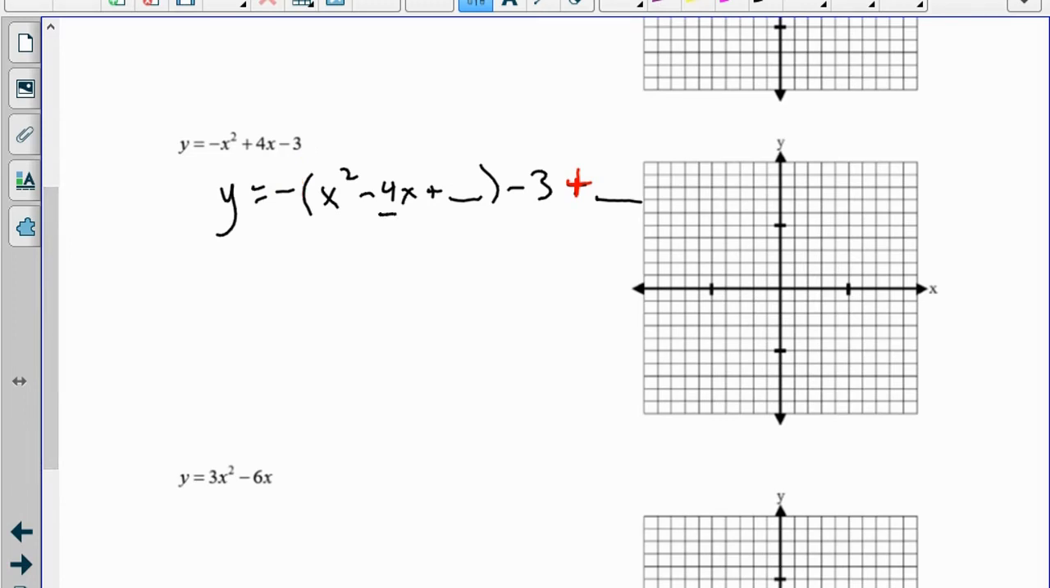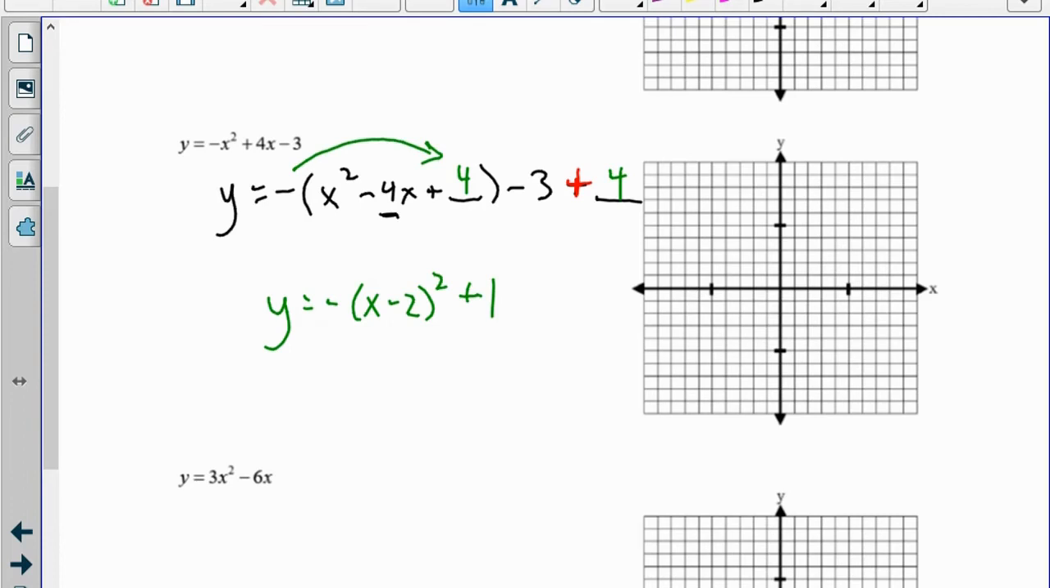So I'm going to take this -4. I'm going to do -4 divided by 2, which gives me -2. And then I'm going to square that and get +4. -2 squared is +4. But again, remember that I'm actually subtracting 4, so I want to add 4 here. So -3 plus 4 gives me 1. I'm going to confirm that this should be what we have.